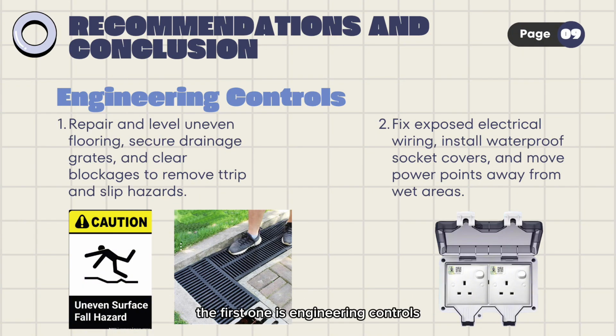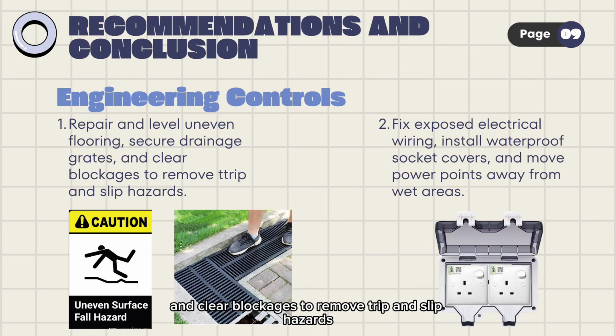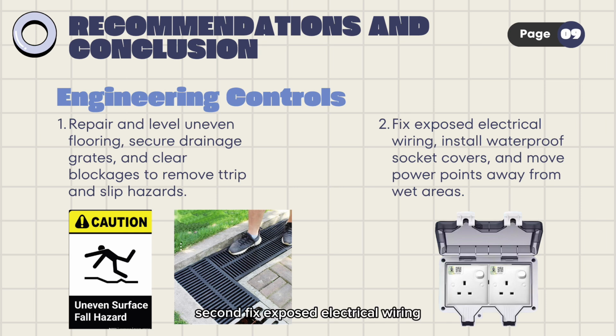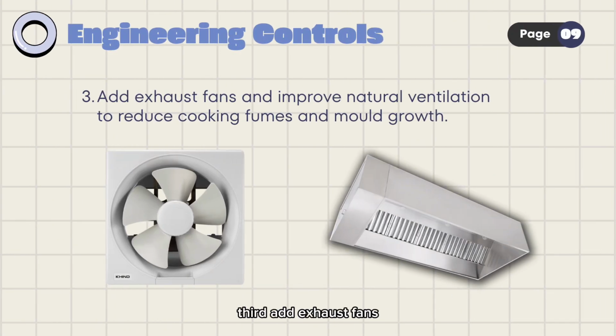The first one is engineering controls to eliminate or reduce risk directly. First, repair and level uneven flooring, secure drainage grates, and clear blockages to remove trip and slip hazards. Second, fix exposed electrical wiring, install waterproof socket covers, and move power points away from wet areas. Third, add exhaust fans and improve natural ventilation to reduce cooking fumes and mold growth.